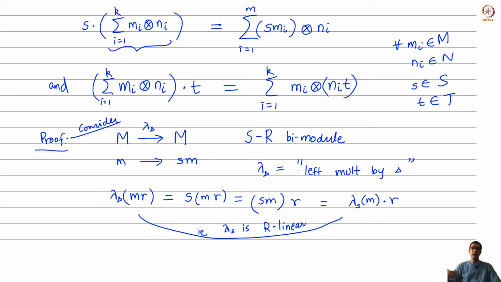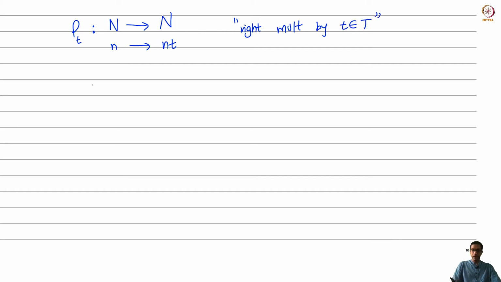Okay, it's an R linear endomorphism of M, if you wish. Similarly, we have a right multiplication by T map. So similarly, let's also define the right multiplication map. This is from N to N, which takes n goes to nT. And again, this map is also R linear for the same reason.